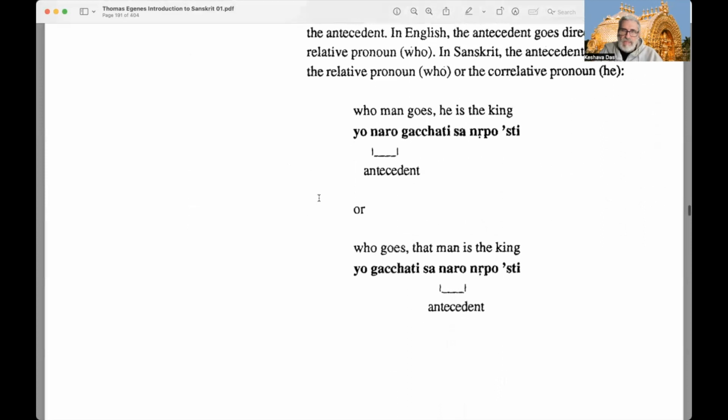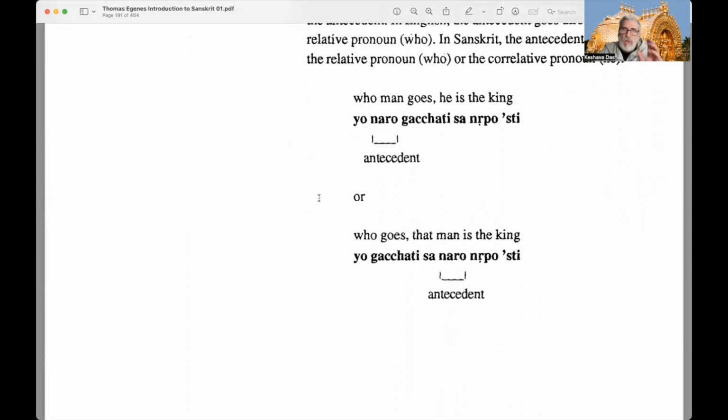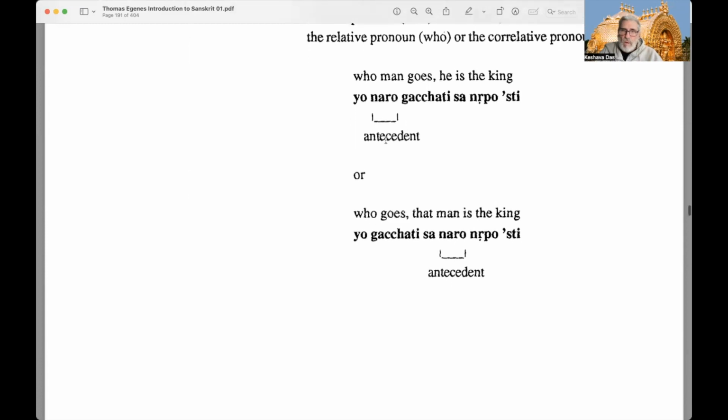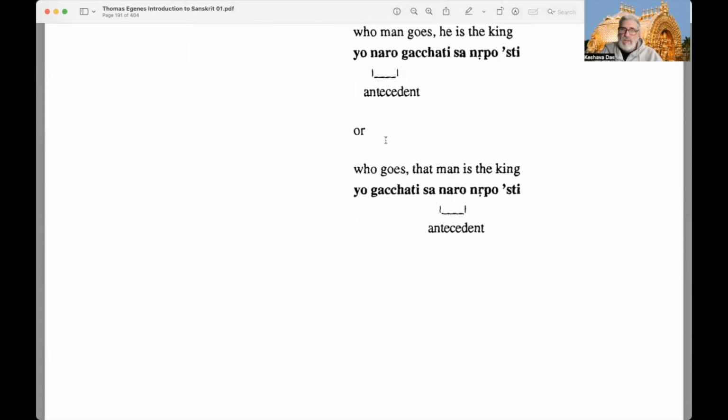Okay, so let's have a look at this next one. So, who man goes, he is king. Yo naro gachati sa nripaha asti, right? The antecedent or the subject here is naro in the relative clause. Or who goes, that man is the king. Who goes, that man is the king. Yo gachati sa naro nripaha asti.